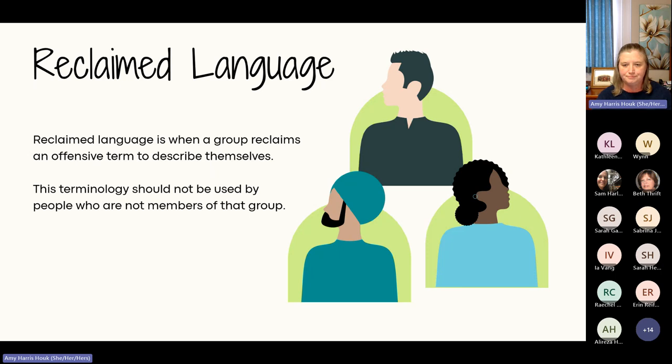So, one example, I think a more recent example, is the idea of reclaiming the use of the word fat to be used as a neutral body descriptor, you know, people like fat people. And so that would be a term that people in that community would use, but it's not a term that people outside of a community should use.